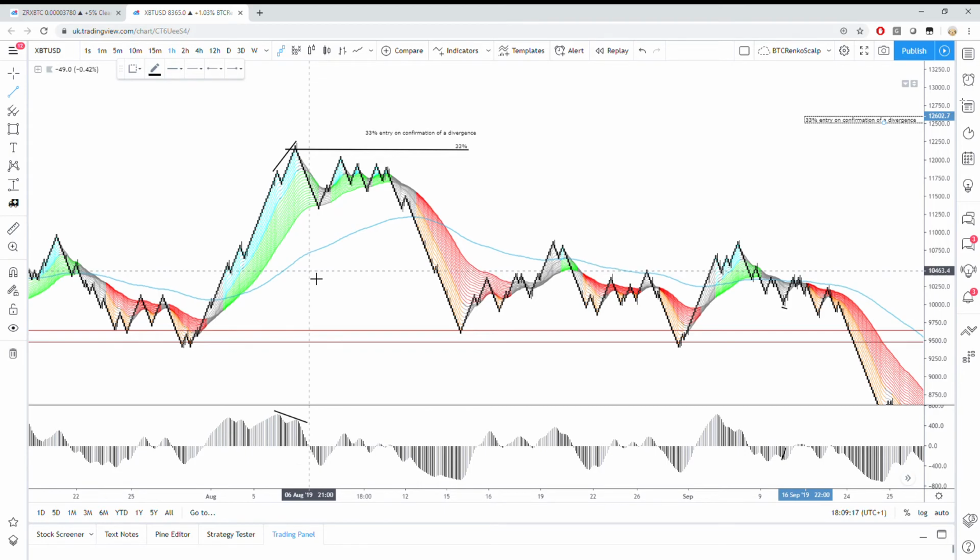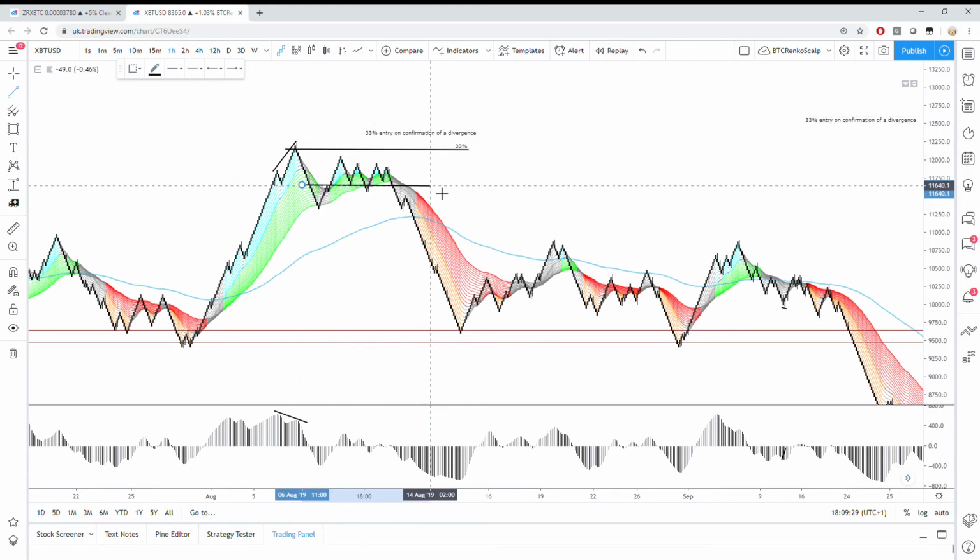Now, the way that I would play this is as soon as we flip to the bearish side of the awesome oscillator here, okay, so that's in this region here, I would open another 33% of my position.